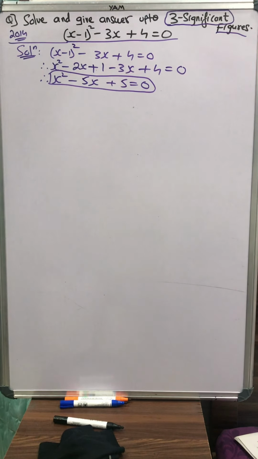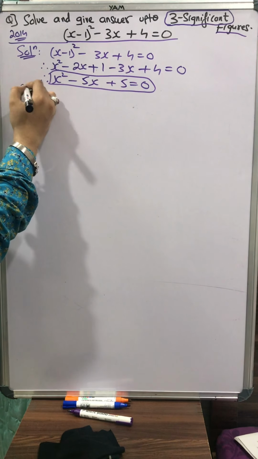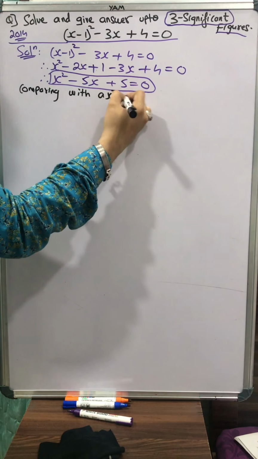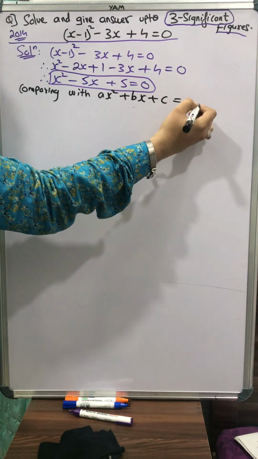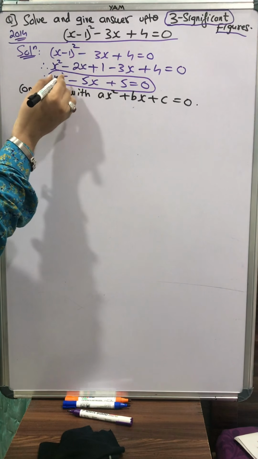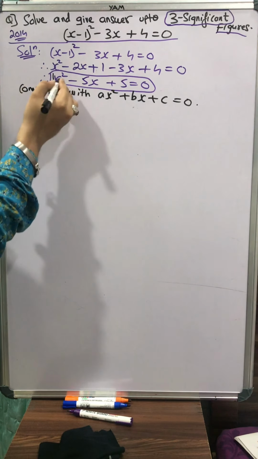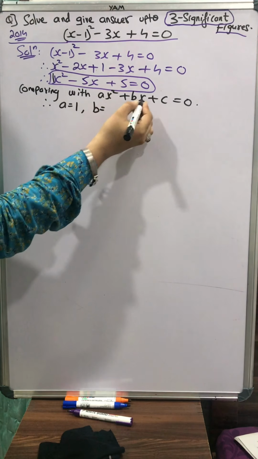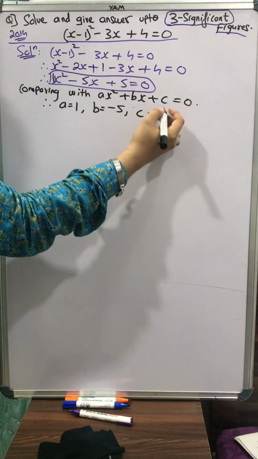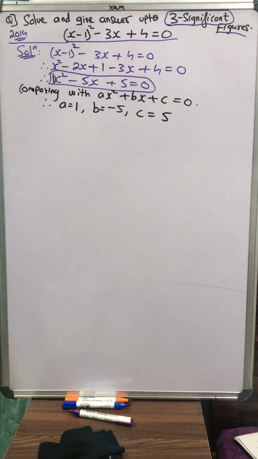Okay. So now what's the step? Comparing with ax square plus bx plus c equal to 0. Therefore, a is nothing but the coefficient of x square. When there is nothing in front of x square, there is always 1. So a is 1. b is the coefficient of x. Don't say 5, it is minus 5. And the constant c is plus 5 over here. Great. So can I say I got all the values? My value of a is 1, b is minus 5, and the value of c is 5.